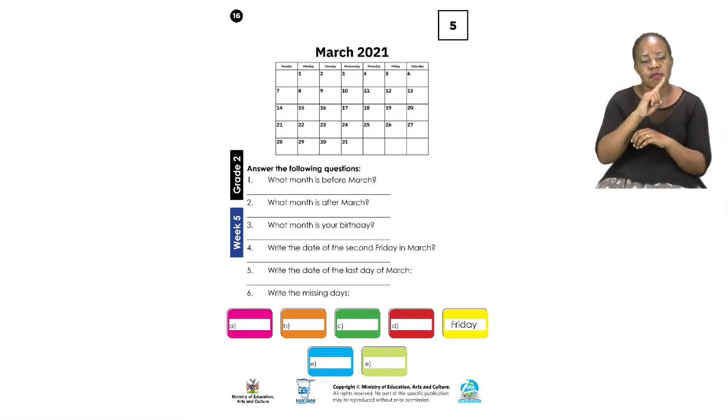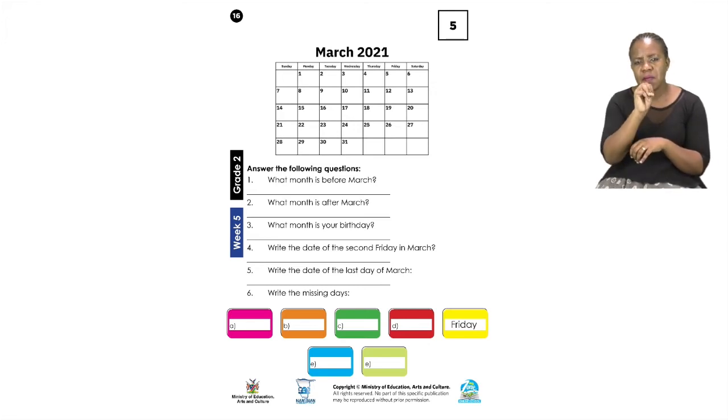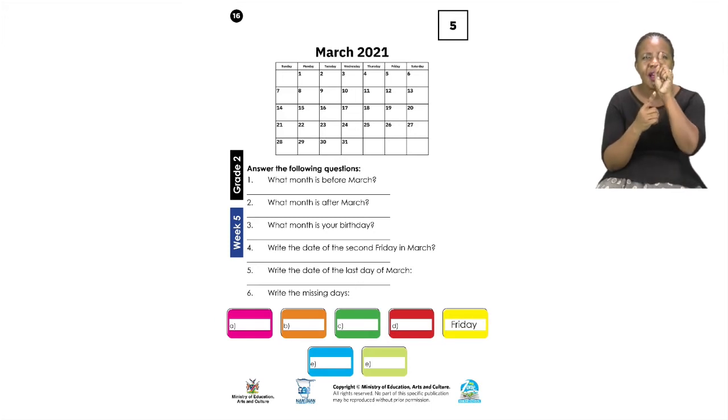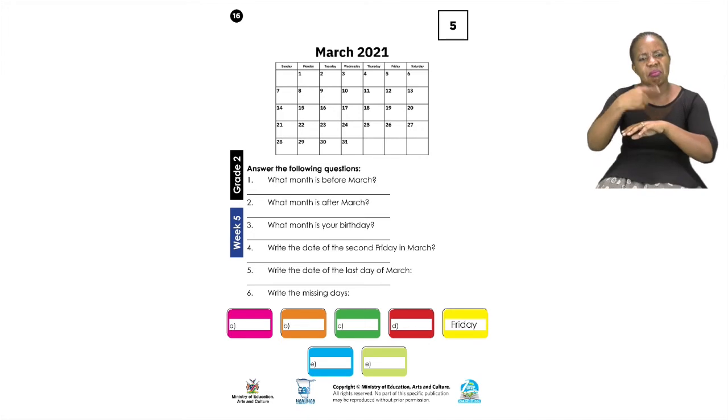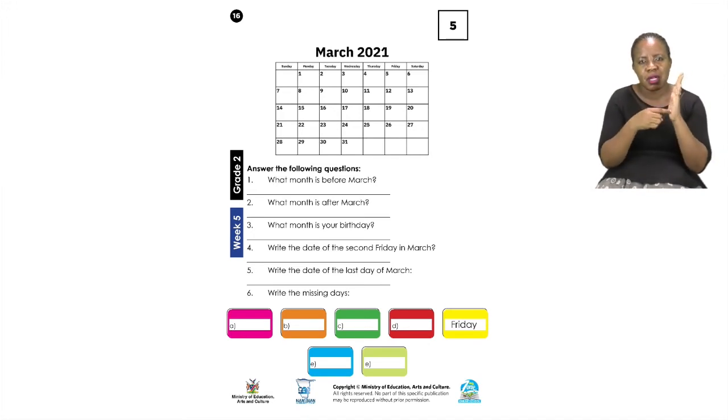So, if we are looking for a number, for example, the 1st of March, we look for the number 1, and then we move our finger up to the day. This will show us that the 1st of March is on a Monday. Now that we know a little bit about the calendar, let's try and answer the questions. The first one says, what month is before March?